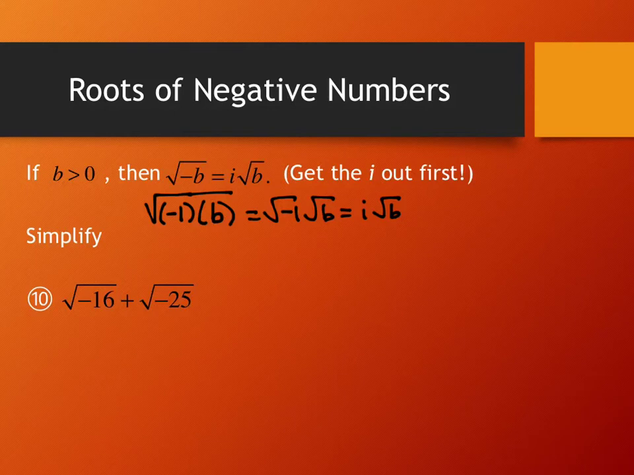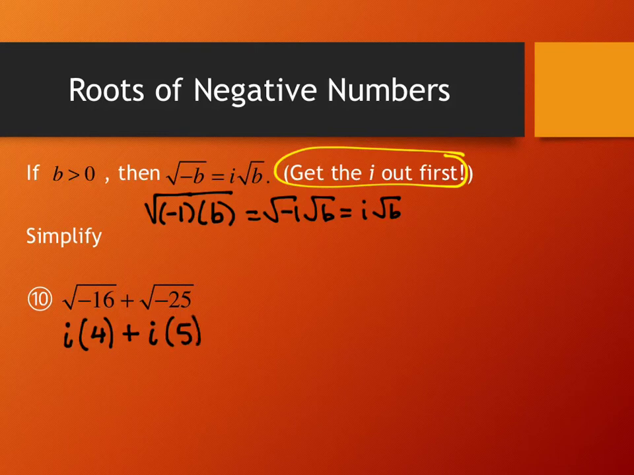Now, there is a disclaimer, a warning if you will, here at the end that says get the i out first. We have to deal with the i's, with the negative parts, before we deal with combining or simplifying anything else. Now, on this one, number 10, we can do it at the same time, it's no big deal. The negative gives me an i, and the 16 square rooted is a 4. The negative on the square root of 25 gives me an i, and the 25 gives me a 5. So this is 4i plus 5i, which is 9i.